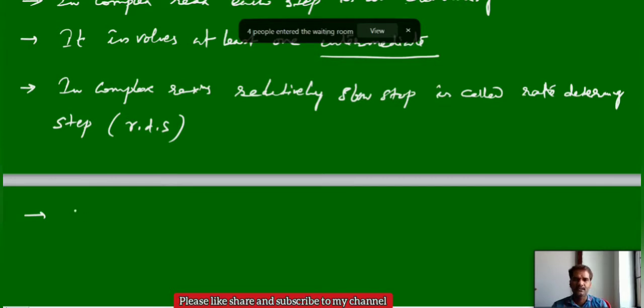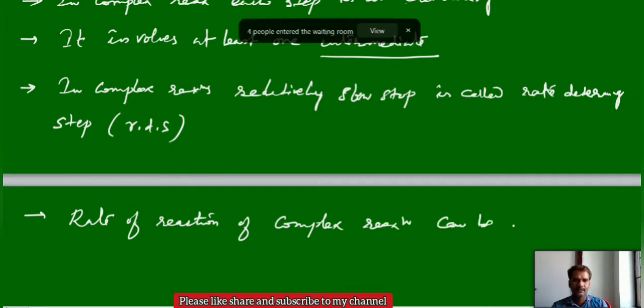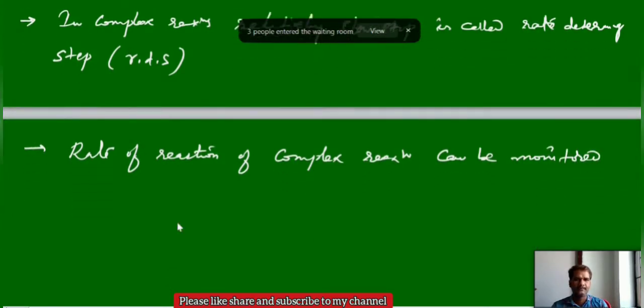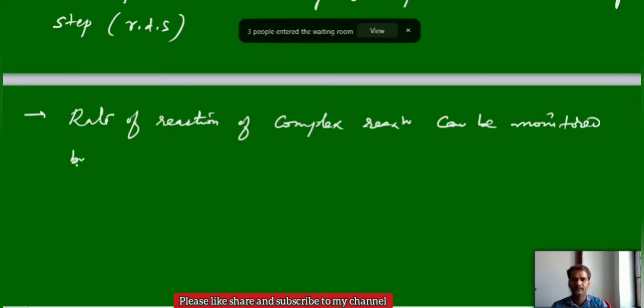So, the rate of reaction of a complex reaction can be monitored by the RDS step only. Rate determining step.